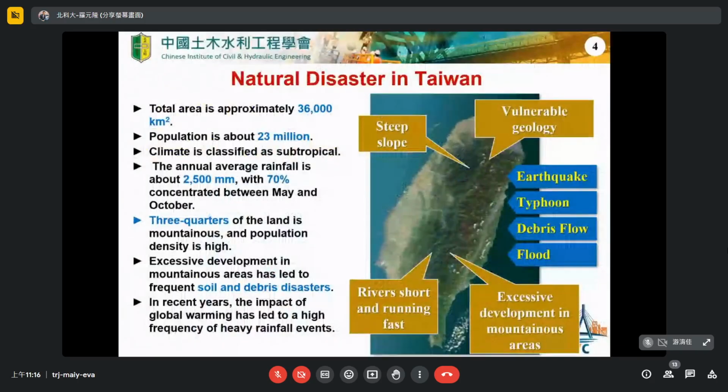As you know, the total area of Taiwan is approximately 36,000 square kilometers, and the population is about 23 million. The annual average rainfall is about 2,500 millimeters, and it is very important that 70% is concentrated between May and October. Three quarters of the land is mountainous, and the population density is very high. So at least we have four natural disasters: earthquake, typhoon, debris flow, and flood. How to prevent them is very important.